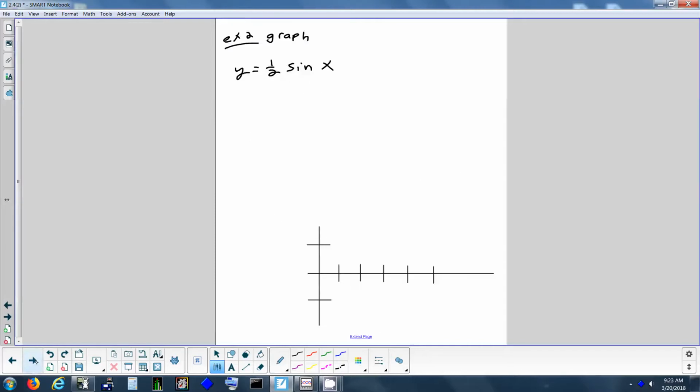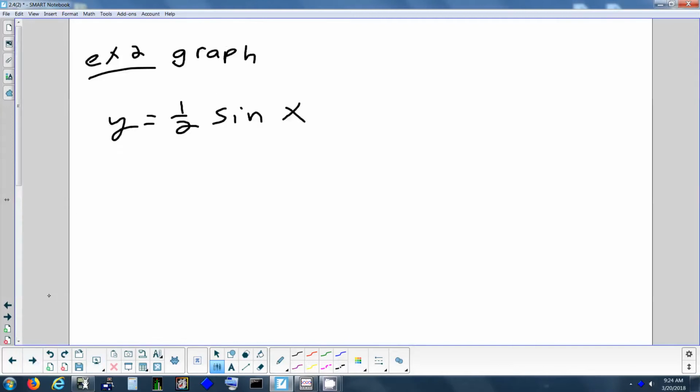All right, so let's try one with sine. So 1/2 sine x. Before I sketch it, if you compare this to the regular sine function, is it going to be taller or is it going to be compressed shorter? What's going to happen here? Yeah, it's going to compress. It's going to be half the height of the original. Now, are you necessarily going to see that the way I'm going to sketch it? No, because I'm going to change my scale.